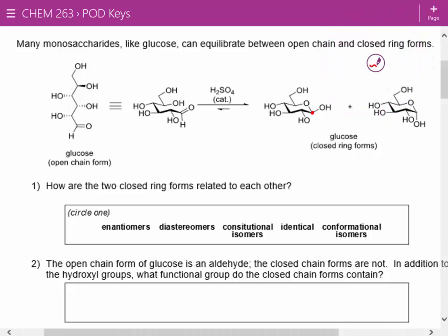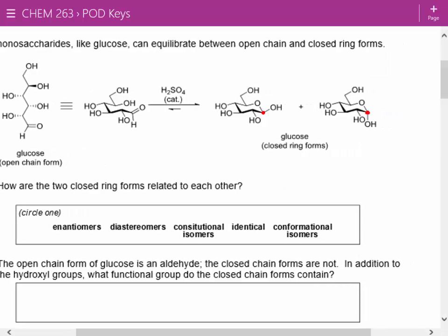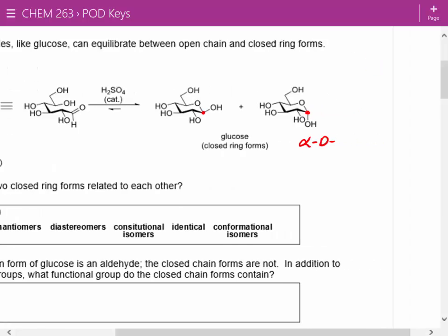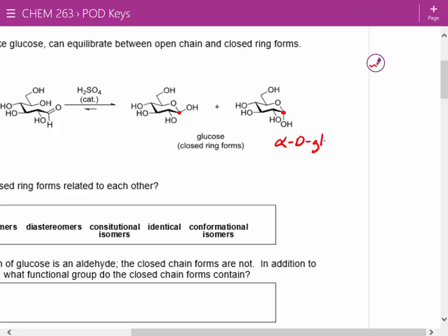Diastereomers. If you look at this position here and this position here, we have different stereochemistry, right? So one stereocenter was flipped out of all of them. They're definitely not enantiomers because they're not superimposable mirror images. The one on the right we call alpha D-glucose, and what that means is that it's an axial group sticking down. And then the one over here, we've got beta D-glucose.